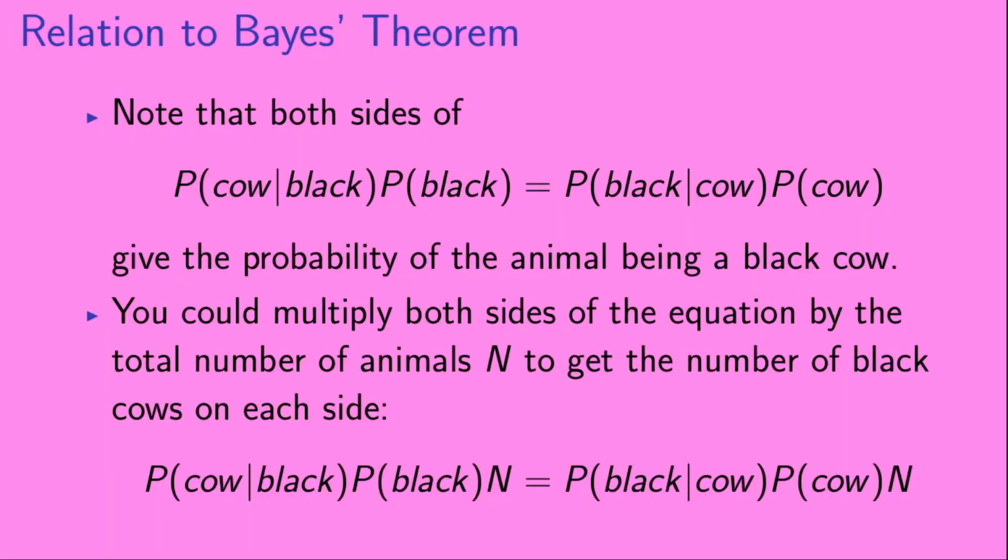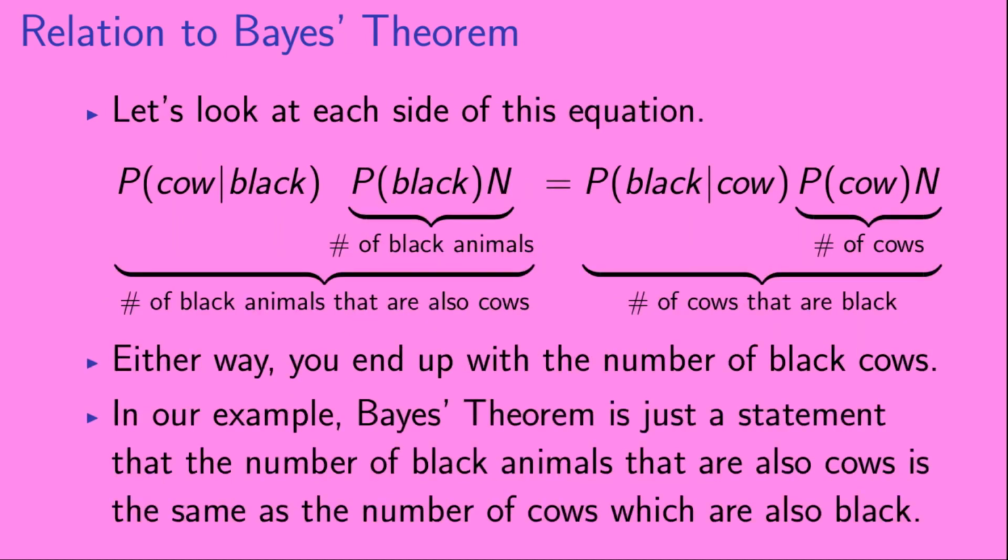Now, note that both sides of this equation give the probability of the animal being a black cow. You could multiply both sides of the equation by the total number of animals, n, to get the number of black cows on each side. So P of cow given black, P of black times n is equal to P of black given cow, P of cow, n.